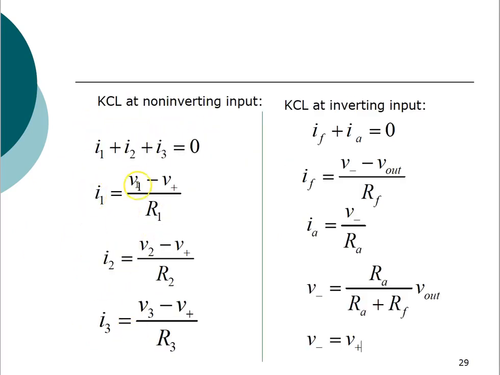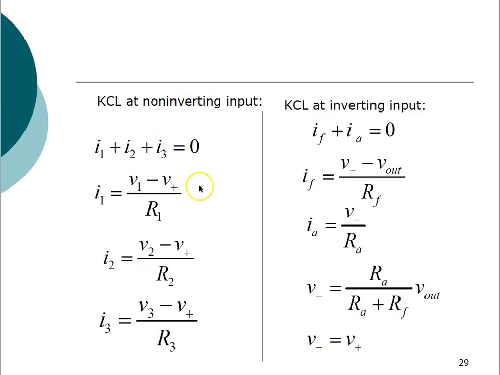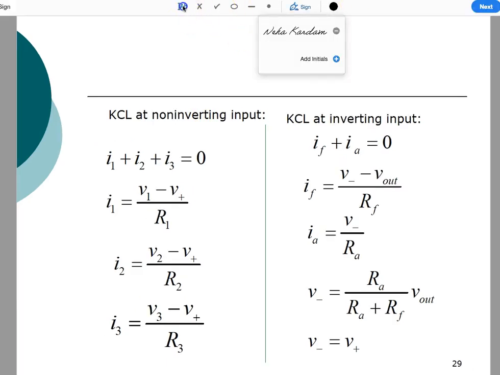When you put the values, you see here it says V1 minus V plus upon R1. These are the same equation with different resistances and input voltages. So you can also write this as V1 by R1 minus V plus by R1. I'll write it here: V1 upon R1 minus V plus divided by R1.